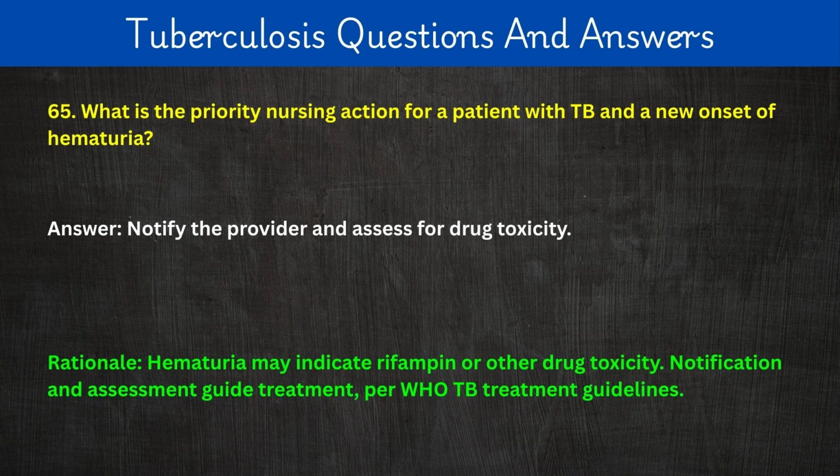65. What is the priority nursing action for a patient with TB and a new onset of hematuria? Answer: notify the provider and assess for drug toxicity. Rationale: hematuria may indicate rifampin or other drug toxicity. Notification and assessment guide treatment, per WHO TB treatment guidelines.